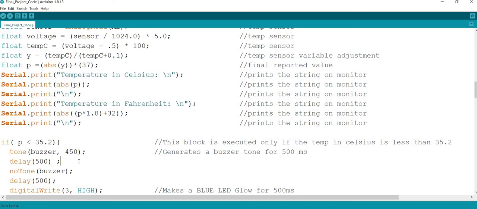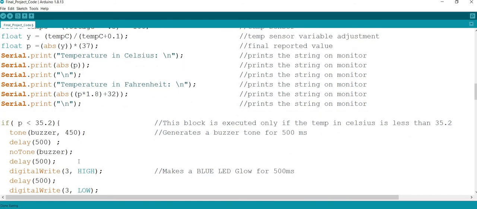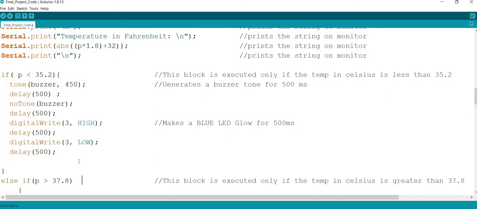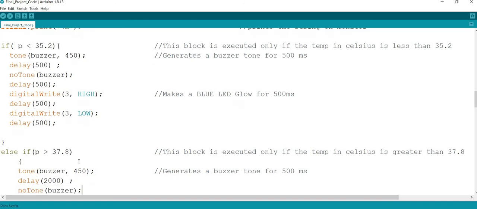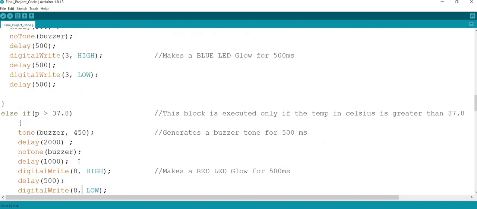After the buzzer tone is generated, it will blink the blue LED light. Because the temperature is lower than what it's supposed to be, it will blink a blue LED light. And if the temperature is higher than 37.8, which is the upper limit that we're using, then the buzzer will generate a tone again because it is not normal. So every time you hear a buzzer tone, it means that it's not normal, and then it makes the red LED glow for 500 milliseconds.